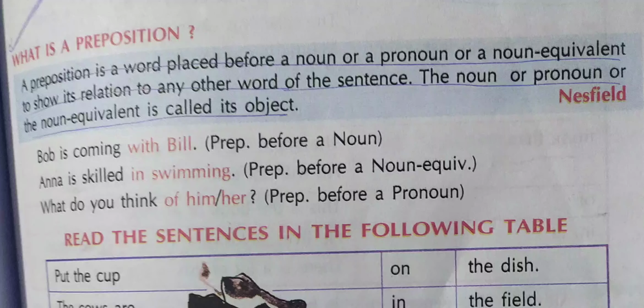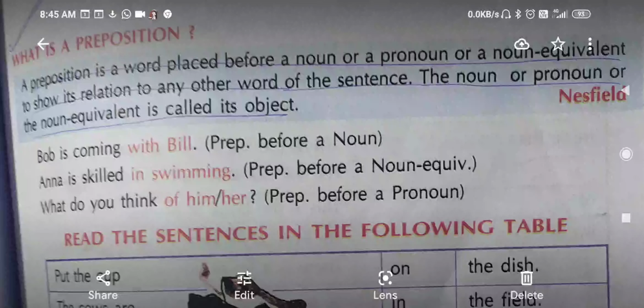Bob is coming with Bill. There, with is the preposition and it has come before the noun Bill. With what? Anna is skilled in swimming. In has come with a noun equivalent. Here, swimming is not directly a noun, but it is a noun equivalent. I think that you have understood that swimming here is equivalent to noun, because here it shows the noun.